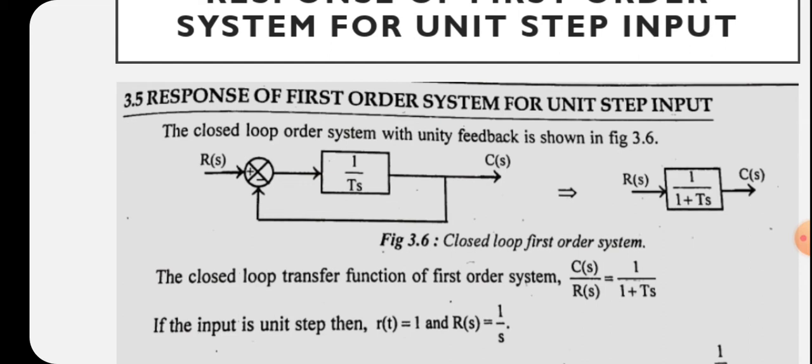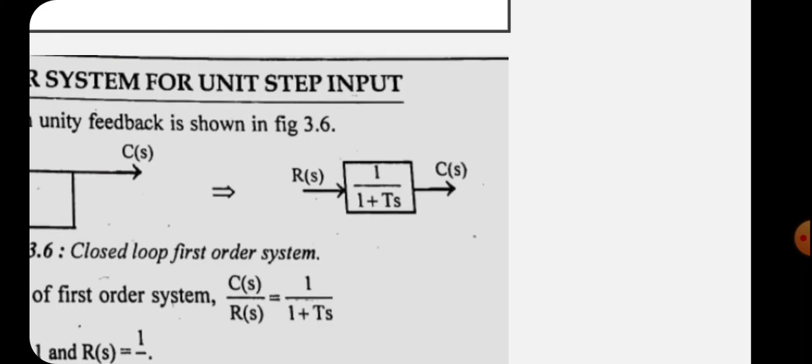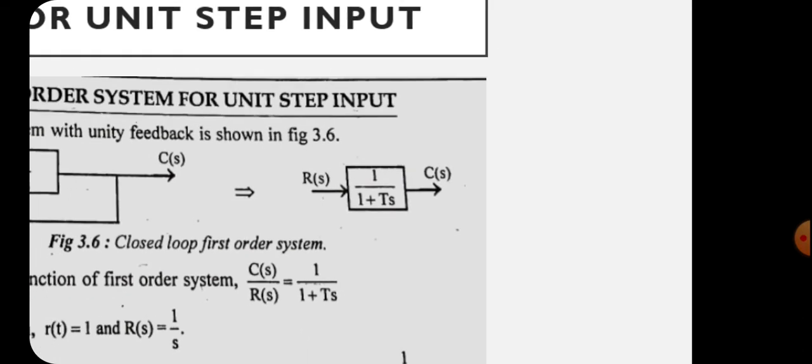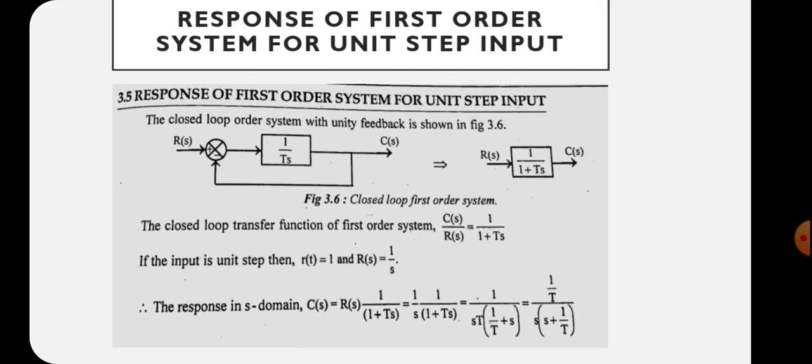Similarly here, instead of G of s we are using 1 by Ts, and instead of H of s we are using 1. So its loop gain will be 1 by Ts divided by 1 plus 1 into 1 by Ts. So that we will get a value 1 by 1 plus Ts. So that is shown in the right side, that is R of s is given to the loop gain 1 by 1 plus Ts, and the output is C of s.